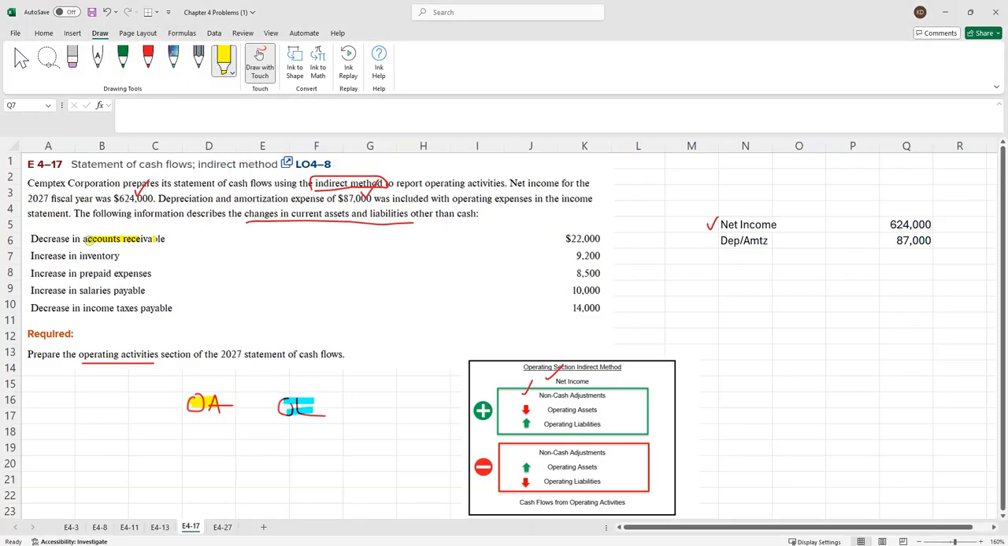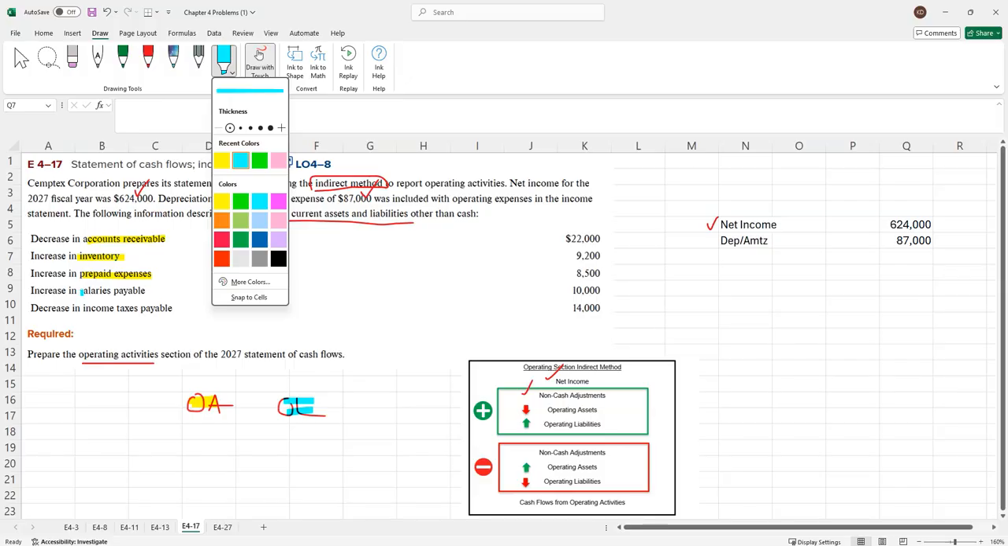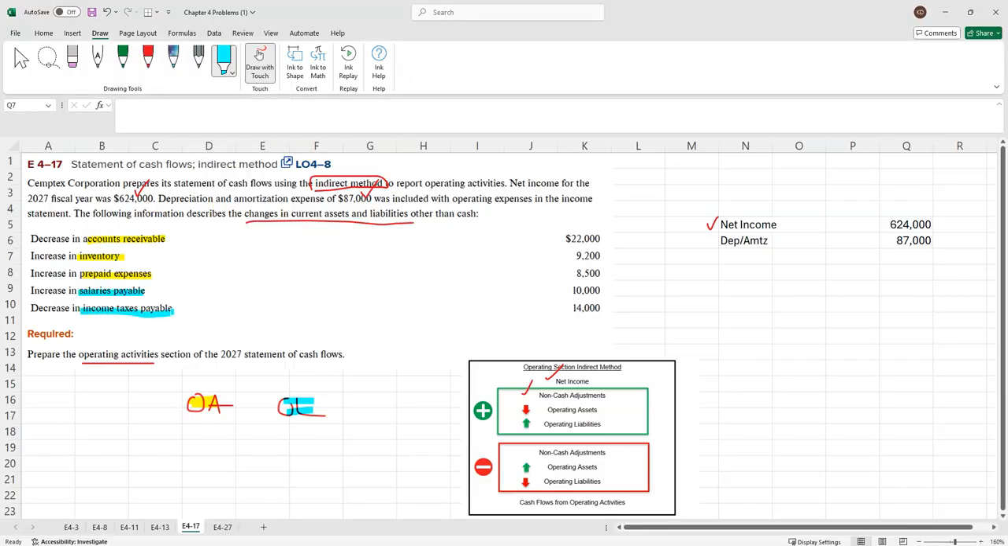Let's go up here and look at these. We have accounts receivable, that's an asset. Inventory, that's an asset. Prepaid expense, that's an asset. Payables are going to be liabilities. That's the first thing we do: we categorize them. Then we say, okay, for the period, like accounts receivable for example, we must have had a decrease. Maybe we went from 100 to 80.